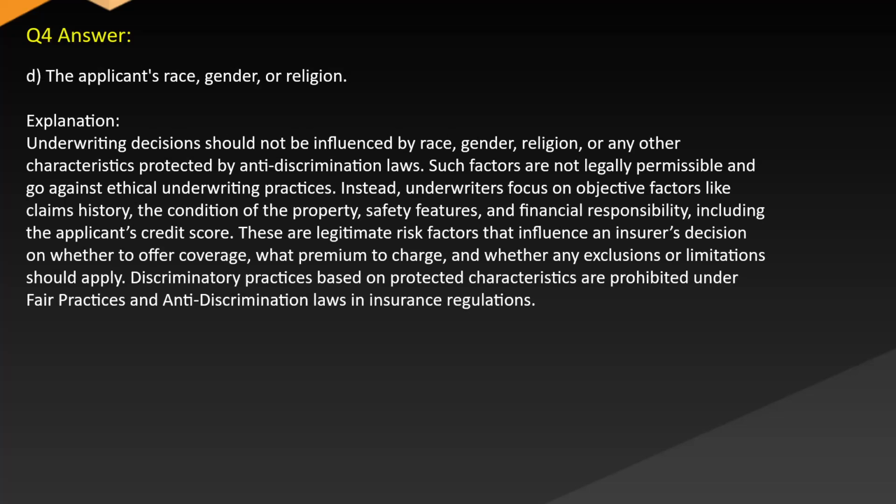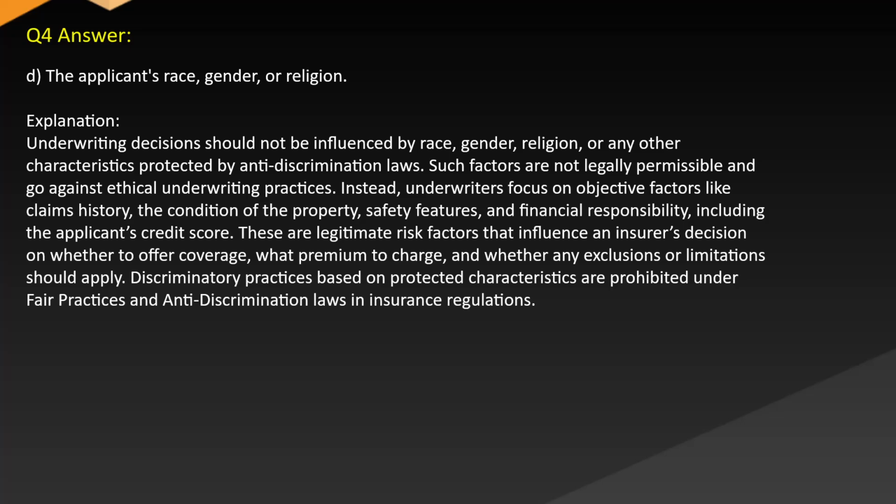Answer: D. The applicant's race, gender, or religion. Explanation: underwriting decisions should not be influenced by race, gender, religion, or any other characteristics protected by anti-discrimination laws. Such factors are not legally permissible and go against ethical underwriting practices.